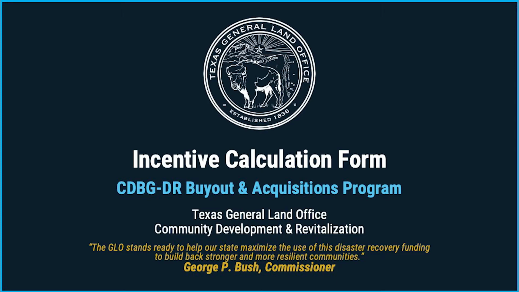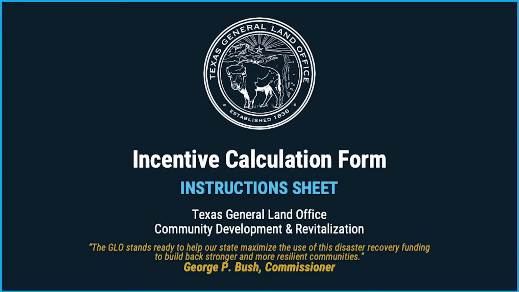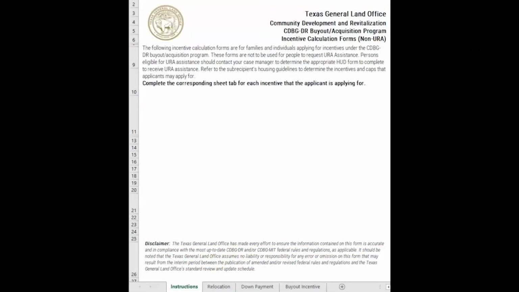For this video, we will use an example of a fictional applicant and location to give a sample of how to complete the form. The first sheet on the incentives calculation form are the instructions for the form. The instructions state that the incentive calculation form is for families and individuals applying for incentives under the CDBG-DR buyout or acquisition program. This form is not to be used for people to request URA assistance. Subrecipients should provide the appropriate HUD form for persons to complete to request URA assistance.